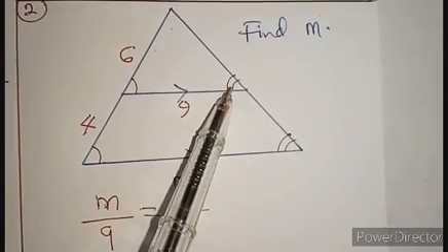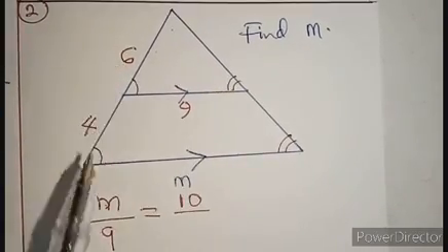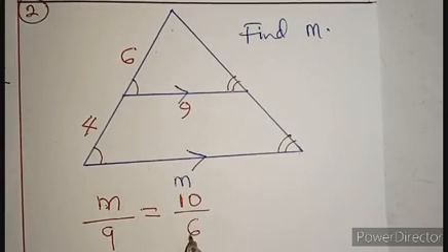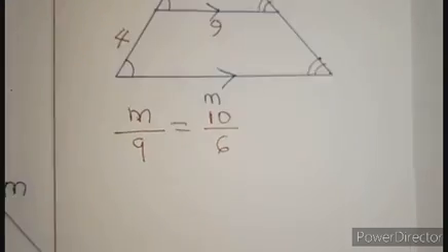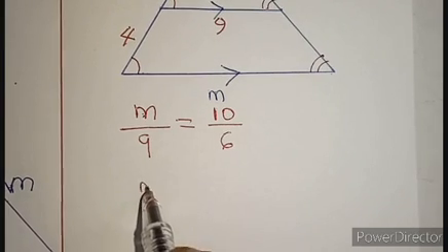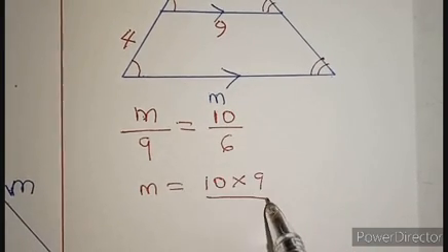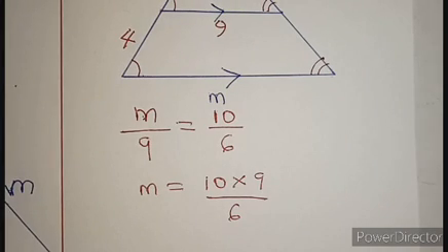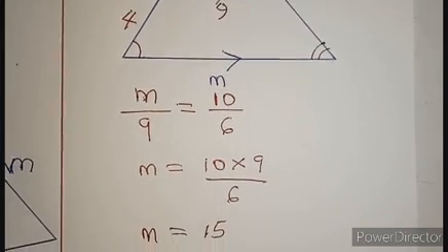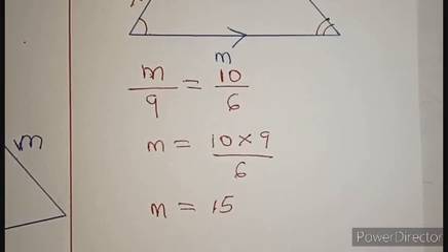So go back to the smaller triangle. Which side is facing angle double stroke? And that is 6. And that's how you solve your problem. So from here, you can take it up, and that will be 10 times 9 over 6. By simple calculation, you should get your answer. So our answer is 15.